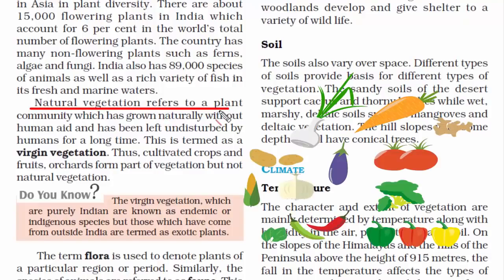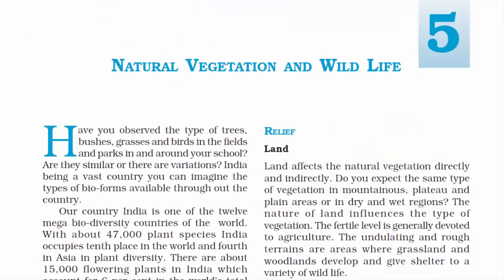Now remember, every vegetation is not natural. There are crops and fruits which are grown and cultivated by human beings. So they are also part of vegetation, but not natural vegetation. So in this chapter, we will read about the natural vegetation as well as the wildlife of our country.